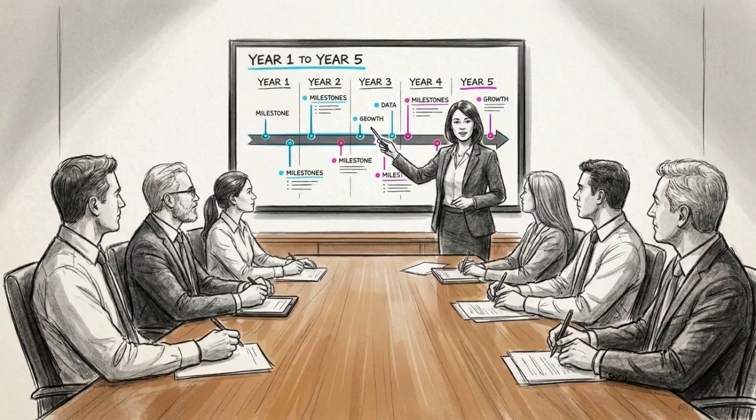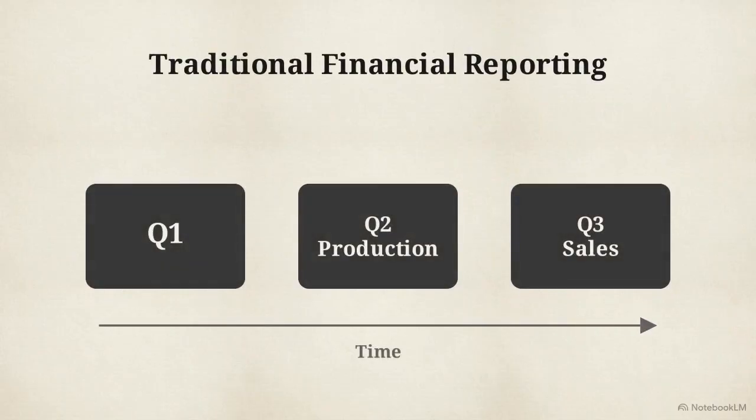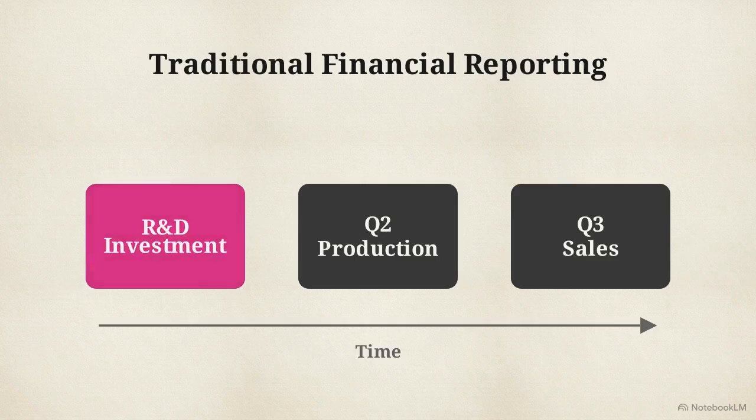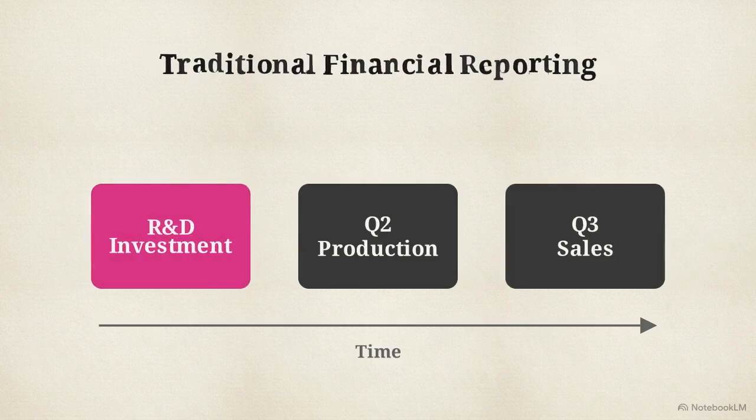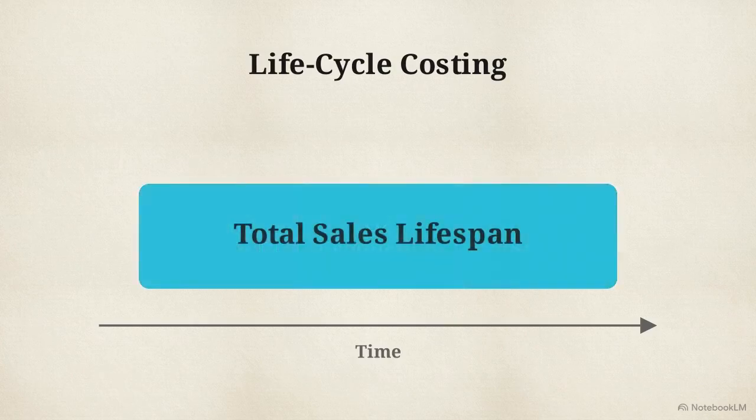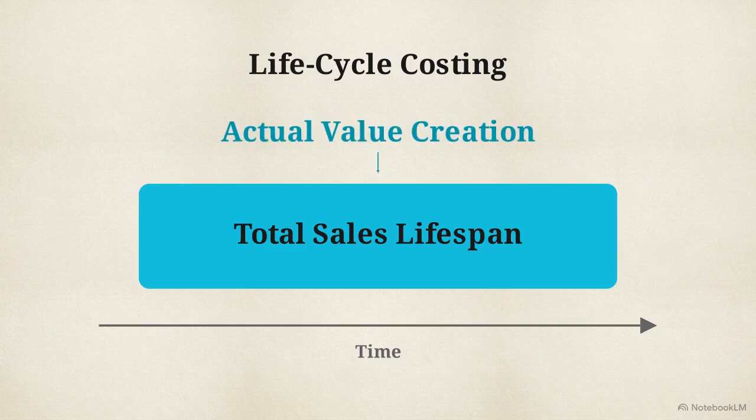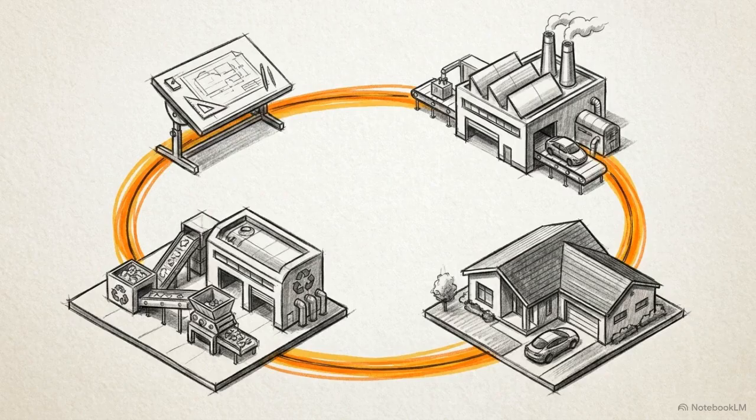Shifting focus back to the organization's leadership, we have to ask how to fairly evaluate the executives managing these multi-year timelines. Traditional financial statements isolate a product manager's performance into disconnected, rigid fiscal periods, which often penalizes those who make necessary long-term R&D investments. By combining all revenues and expenses over the total sales lifespan, lifecycle costing provides a distortion-free metric for evaluating a manager's actual value creation. Rigorous financial analysis succeeds when it treats a product as a single interconnected ecosystem spanning from initial concept to final disposal.